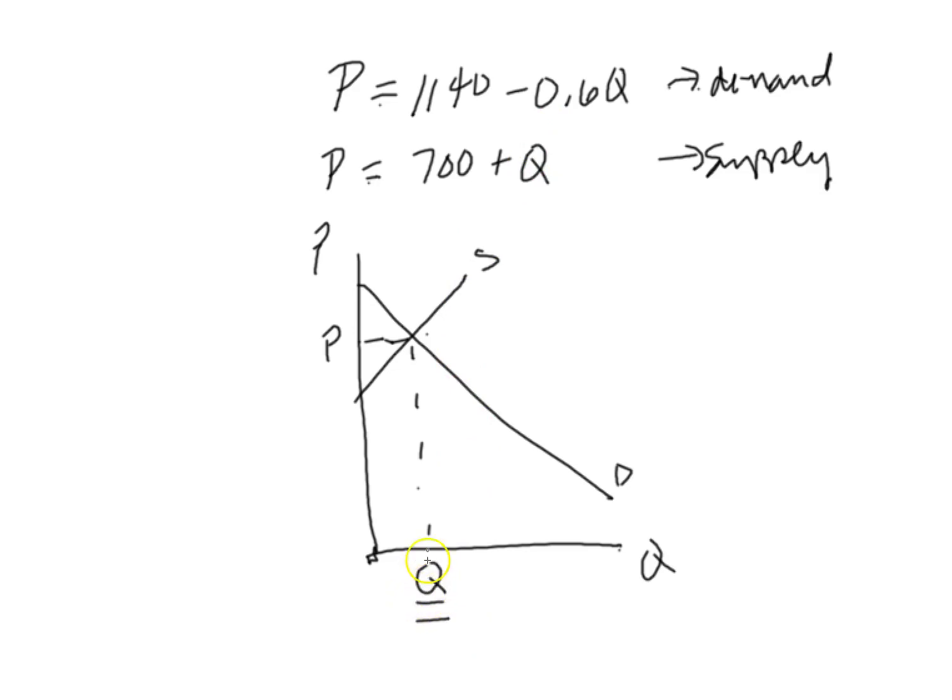Once you get the equilibrium quantity, you could plug that Q into either the supply curve here or the demand curve here to get the equilibrium price, which is right here. And then you're going to have the price of the bond and the quantity of the bonds sold.